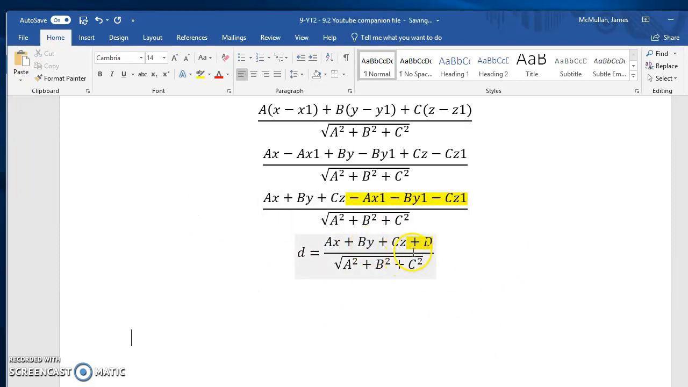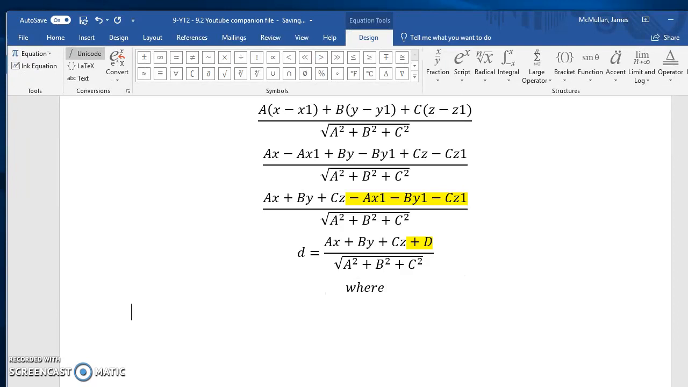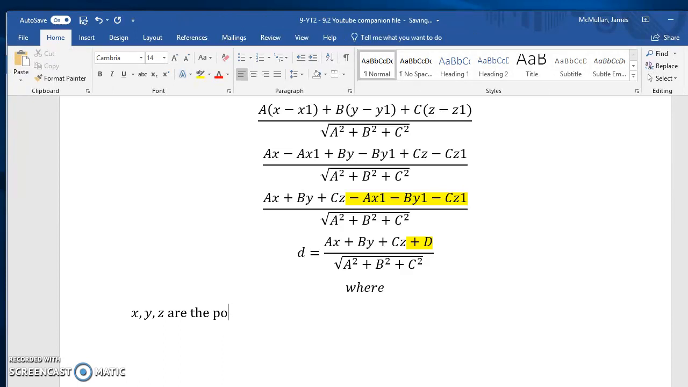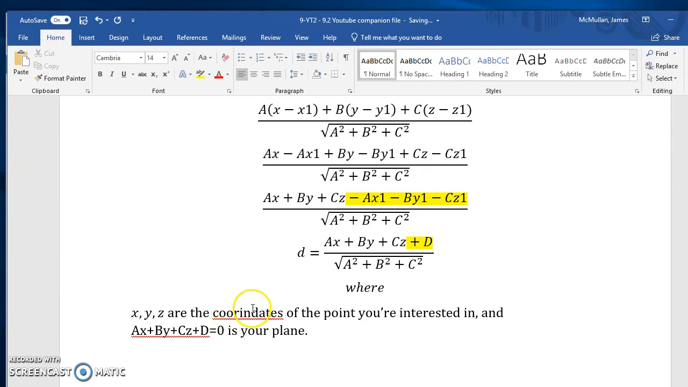over root ABC. So again, if you like formulas and the projection thing is giving you a lot of trouble and you want to memorize the formulas instead, this would be an option. Just keep in mind here that x, y, z are the coordinates of the point you're interested in, and ax, by, cz plus d equals 0 is your plane that you're measuring to. Okay, and that's that section.